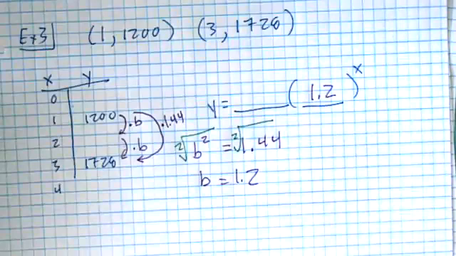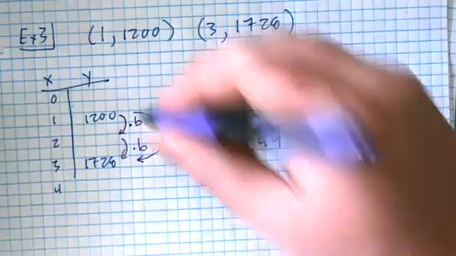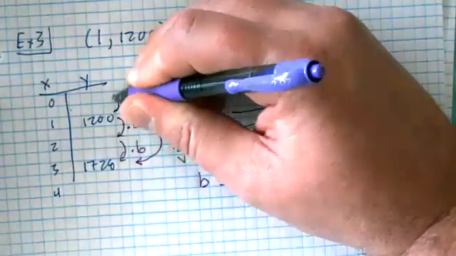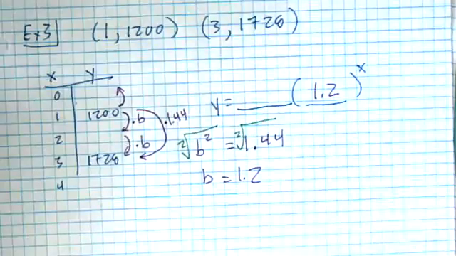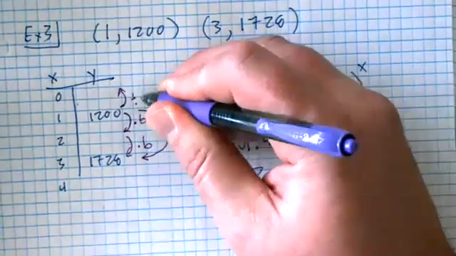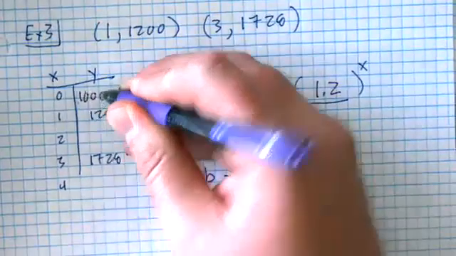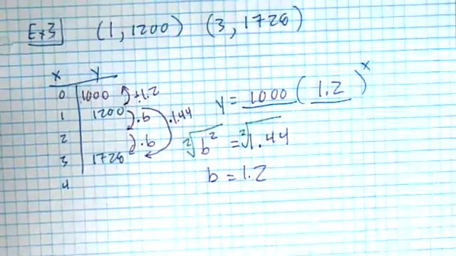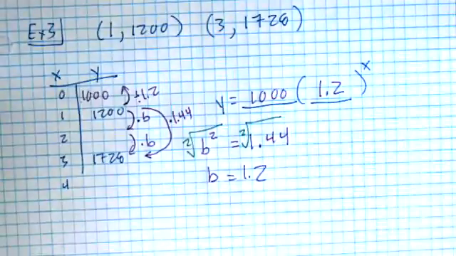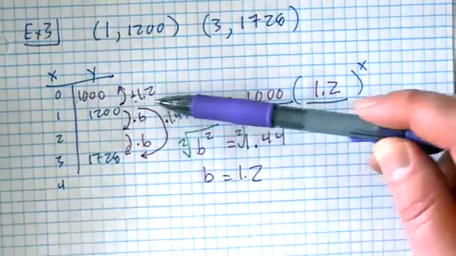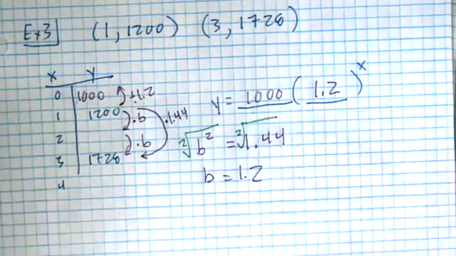How are we going to find starting value? We can work backwards. We know that the first, at 1 is 1200. We can go back. Instead of multiplying by B this time, we're going to divide by B. So I'll divide by 1.2. 1200 divided by 1.2 is 1000. Yeah, we need to divide by the same number.